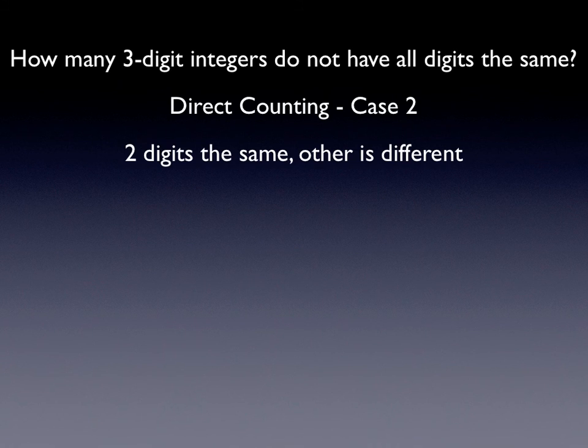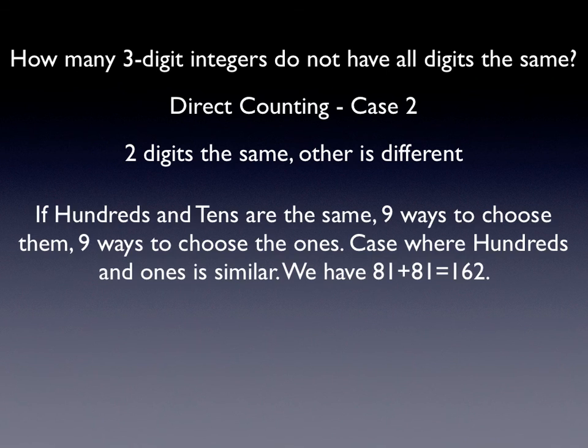Now we consider case 2, where 2 digits are the same and the other one is different. When hundreds and tens are the same, there's 9 ways to choose them, since they could be a number from 1 to 9. Then, there are 9 ways to choose the ones such that it will be different from the other 2 digits. The case where the hundreds and ones are the same is similar. So we have 81 plus 81 is 162. We got the 81 from multiplying 9 and 9, since they're independent possibilities.